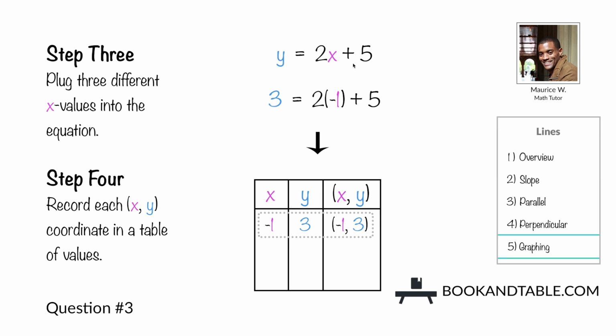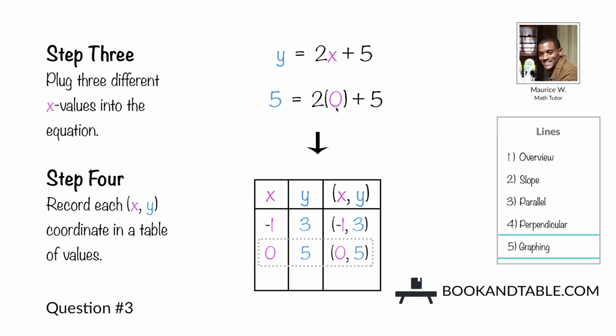So once we have that equation, step 3, we can follow our normal steps now. Plug 3 different x values into the equation. So we'll plug in negative 1, 0, and 1, as we did previously. And step 4, we'll record each xy coordinate in a table of values. When we plug in negative 1 for x, 2 times negative 1 is negative 2, plus 5 will give you positive 3. So that gives you negative 1, 3 as your first point.